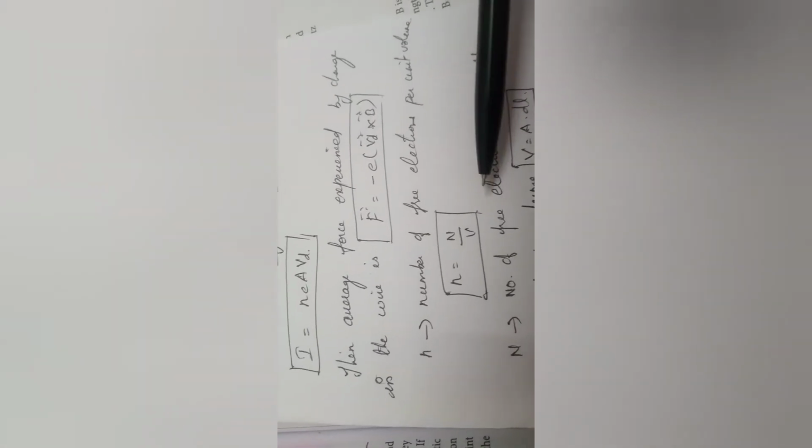Next, the average force experienced by a charge in the wire. The total average force experienced by the charge, F vector, is equal to minus e Vd cross B vector. You know that already, I explained: small n is equal to capital N by V, and capital N is the number of free electrons in a small element of volume, where volume is equal to A dl. So capital N is small n into V. What is the capital N value? The number of free electrons in a small element of volume.